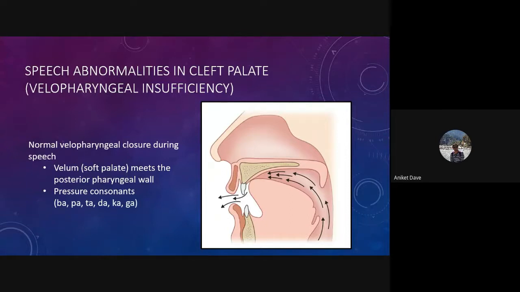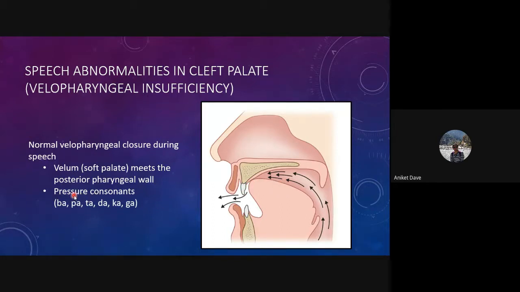Next, the problem these kids often develop, even after a surgical correction, if there's been inadequate lengthening, is velopharyngeal insufficiency, which is an abnormality in the speech. If you look at the normal functioning of the velopharynx, the velum, which is the soft palate, as you can see over here, goes and meets the posterior pharyngeal wall. This is important to close the communication between the oral cavity and the nasal cavity. This is especially required during speech when we are speaking pressure consonants.